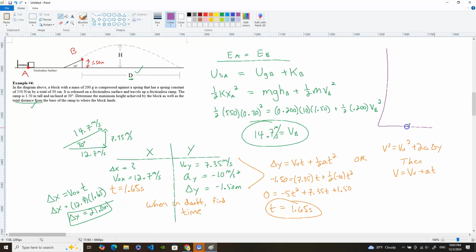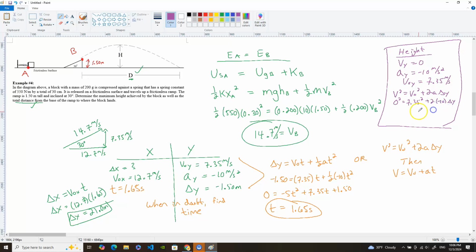Height is its own standalone thing in the wonderful world of projectile. So the height, v final for the height is 0 because you've reached a peak. Acceleration still negative 10, and the v initial is still the 7.35 I found earlier. I'm going to use v squared is v naught squared plus 2a delta y. There will be one more trick that you got to pay attention to at the end of this, but otherwise it's mostly plug and chug. You will solve, in my particular case, dividing out 20. Delta y is 2.70.